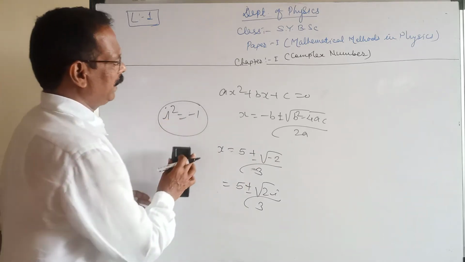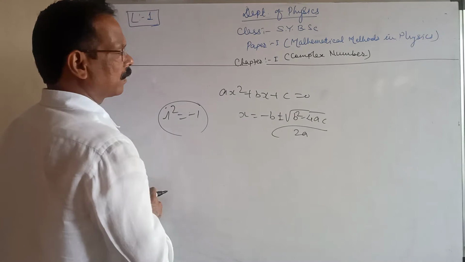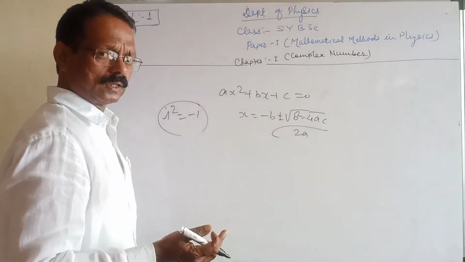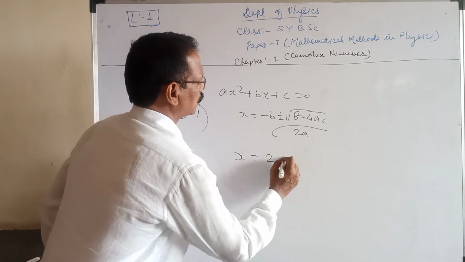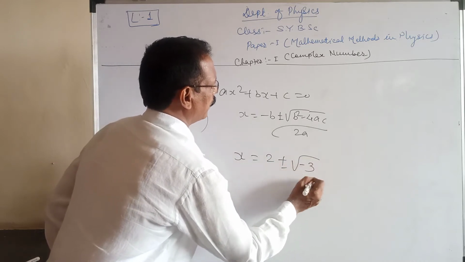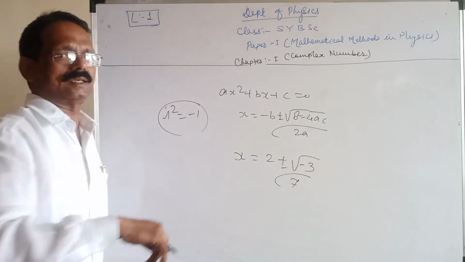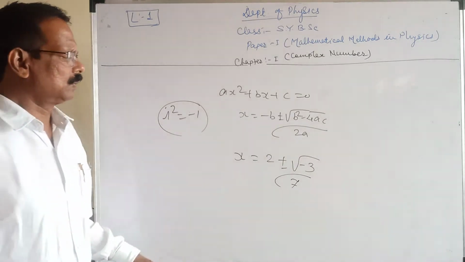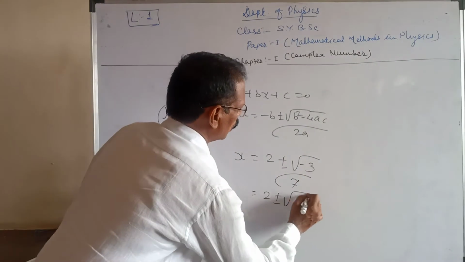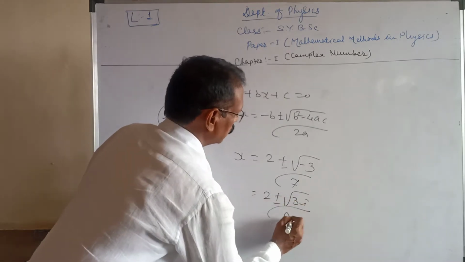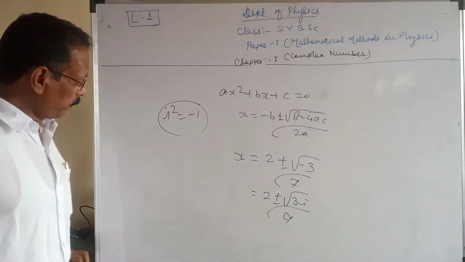Similarly, if a quadratic equation is given to us whose roots are x is equal to 2 plus or minus root of minus 3 upon 7, this is a simple example. In this case also, how can we write it down? It is 2 plus or minus root of 3 i upon 7. So that's why it is the need of the complex number.